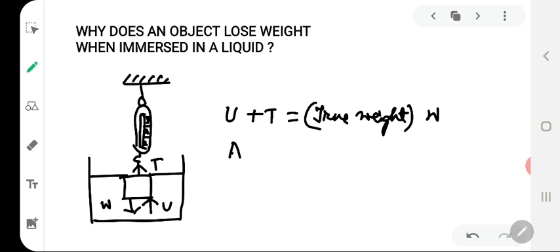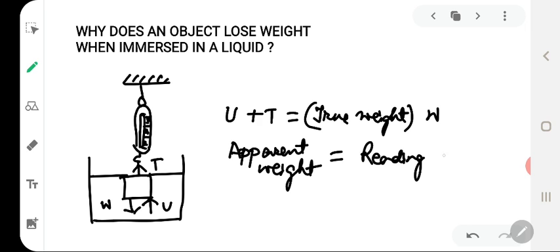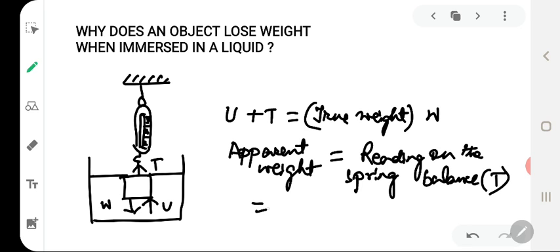So apparent weight will be equal to the reading on the spring balance, and that is actually the tension in the string, so that should be equal to W minus U.